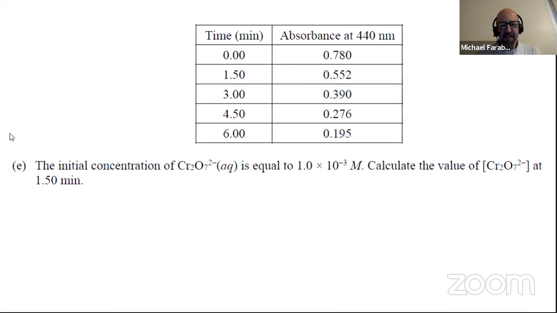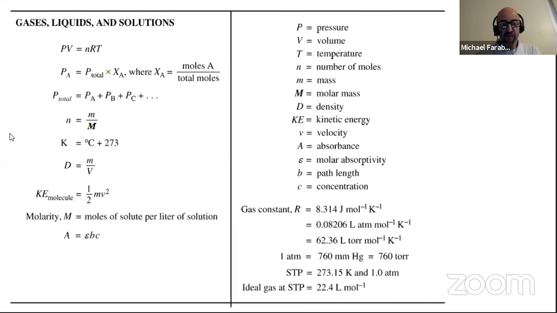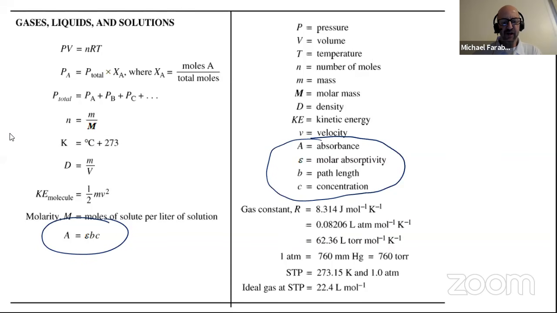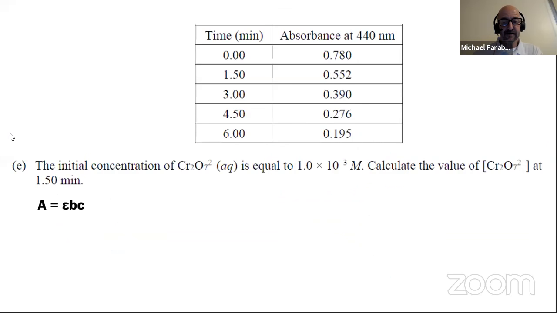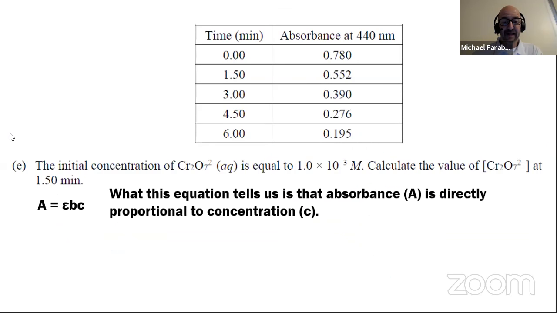Our job is to calculate the value of the concentration of the dichromate ion at 1.5 minutes. So on your equation sheet, we have absorbance equals the molar absorptivity constant times the path length times the concentration. So what does that equation tell us? Well, what it tells us is that absorbance is directly proportional to concentration. So we could set up a proportion.